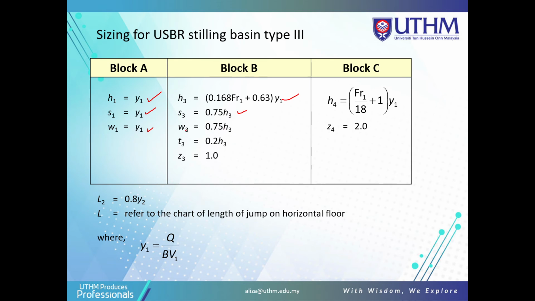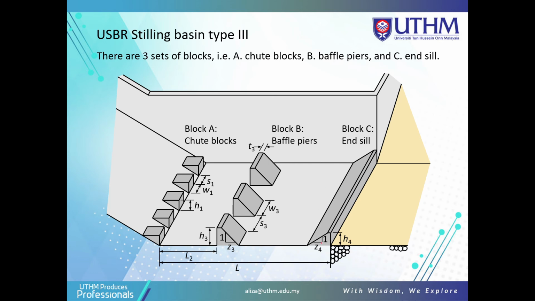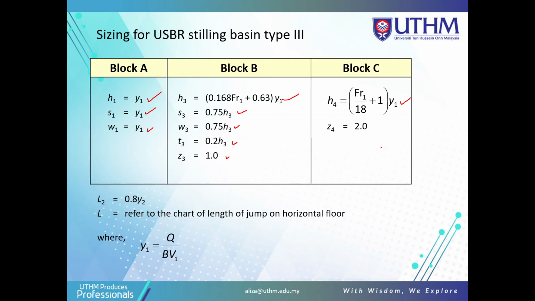Actually S3 and W3 are the same value, and T3 is 0.2 H3, and Z3 is 1. So all the formulas for block A, block B, and block C are given, so don't worry. H4 uses this formula, and Z4 is 2. Z4 is actually the Z value for block C. L2 is 0.8 times Y2. L is referred to the chart of length of jump on horizontal floor.